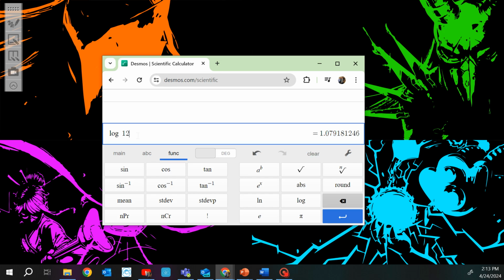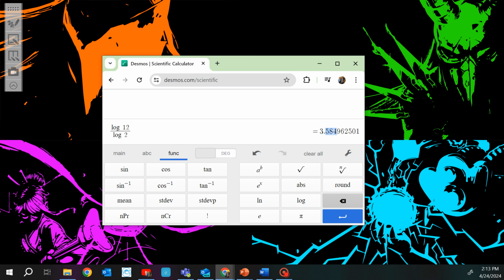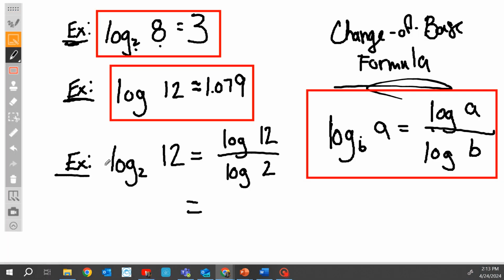Okay, so let's go ahead and try that. I'm going to do the fraction first, common log of 12, and divide that by common log of 2, and I get an estimate of what log base 2 of 12 is. We want 3 decimal places, so 584. Because there's a 9 after this 4, it's actually 585. So log base 2 of 12 is about 3.585.